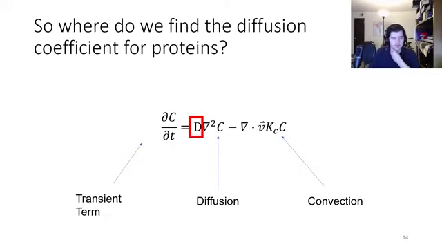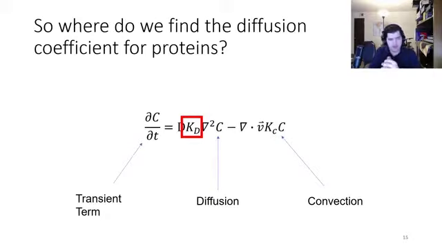Speaking of diffusive transport, for our diffusion coefficient for our proteins, we use a tool called HydroPro, which recreates a geometric model of the protein using a structure file and simulates the interaction between that model and the bulk fluid.